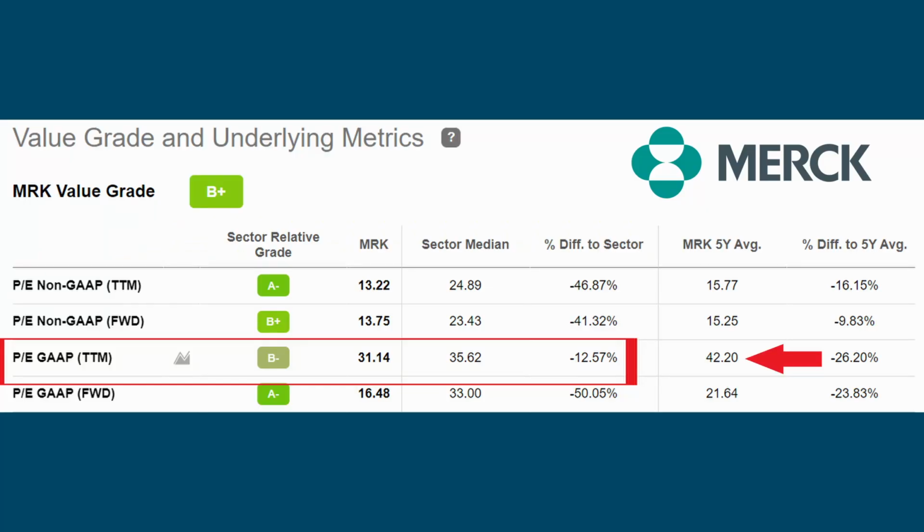When we look at their 5-year average of 42.2, this highlights that they are trading, I would say, significantly, I mean, they're trading 26% under their normal 5-year range. If I'm looking at this as an investor and I'm looking to see, should I be picking up some shares of Merck, all else being equal, I see this as a real signal that this company would warrant some further look.